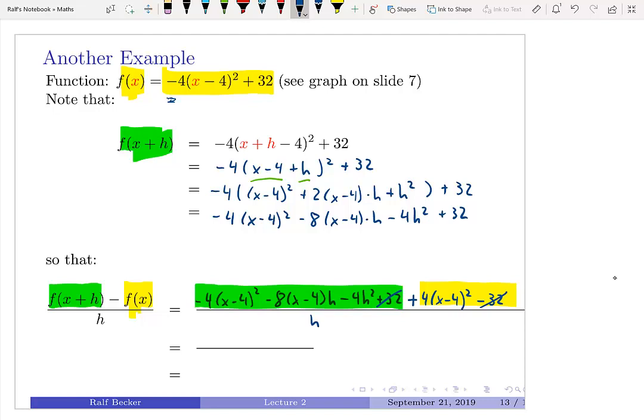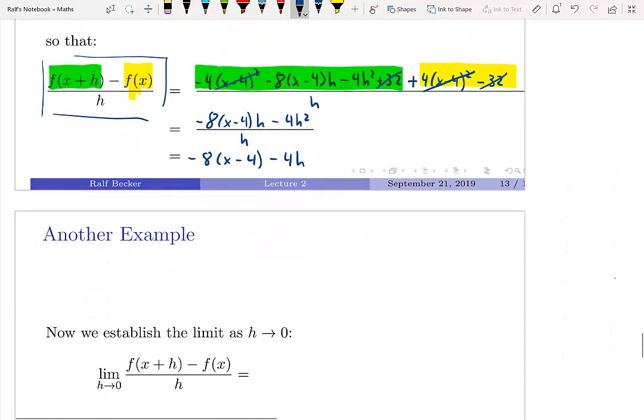Again, things cancel out, 32 plus and minus, then we have a 4 times x minus 4 squared, 1 plus 1 minus, so these cancel each other out. And as if by magic, this term has become much simpler. So we are left with negative 8 times x minus 4h minus 4h squared over h. Again, h appears in both terms in the numerator. So what we are left with is negative 8 times x minus 4 minus 4h.